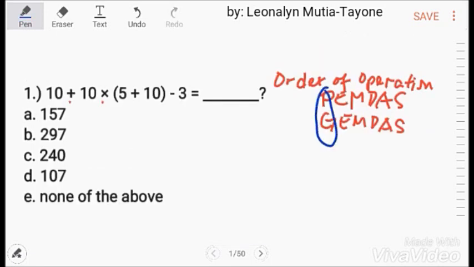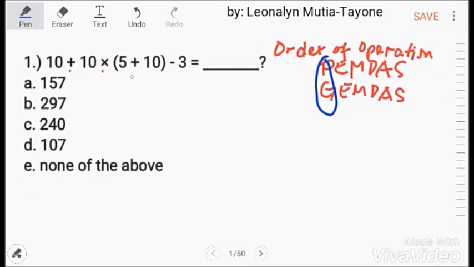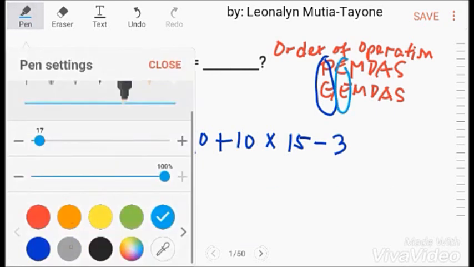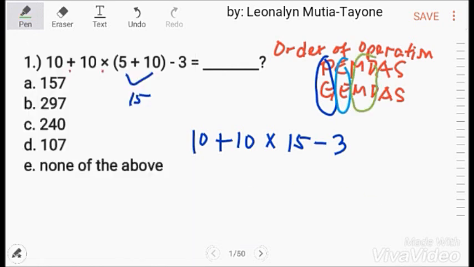First, parentheses or groupings. So we have 5 plus 10. Ito yung unahin natin, that is 15. So i-rewrite lang natin para mas klaro lang. We have 10 plus 10 times 15 minus 3. Next, exponent. Walang exponents. So, next, multiplication or division. Walang division, multiplication lang. So, multiplication ang gagawin natin. And this is 150. So, i-bring down natin si 10 minus 3. Ang natira na lang is 10 plus 150 minus 3.